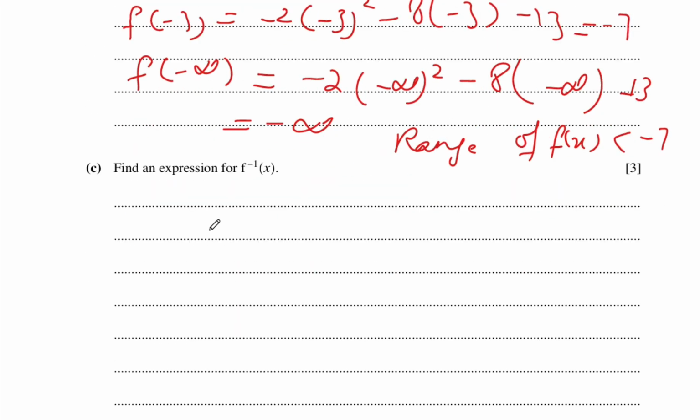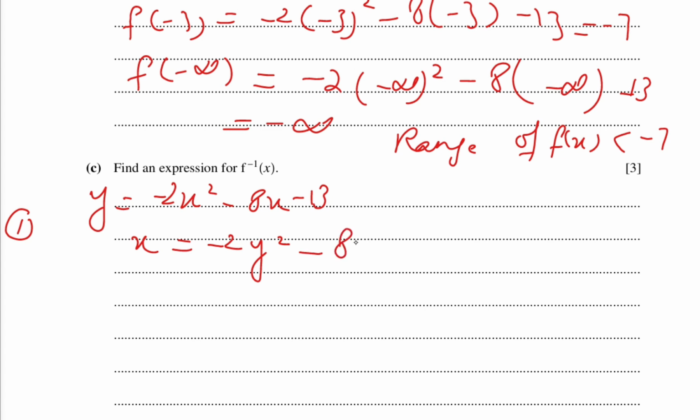Alright, find an expression for f inverse of x. So for the inverse we have to go y is equal to minus 2x squared minus 8x minus 13. The first step is always replace y with x, so we will get x is equal to minus 2y squared minus 8y minus 13.